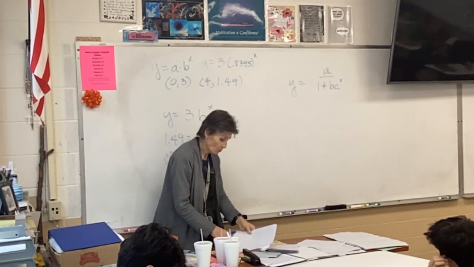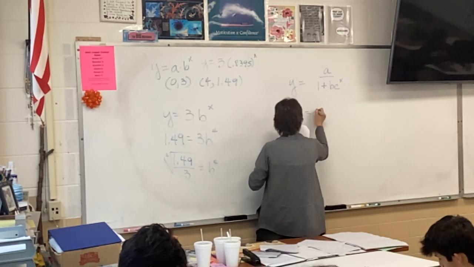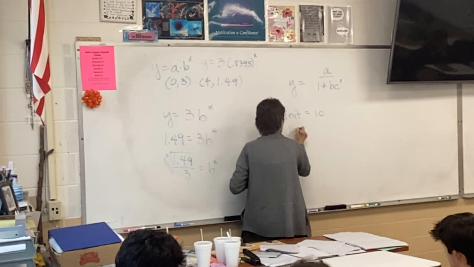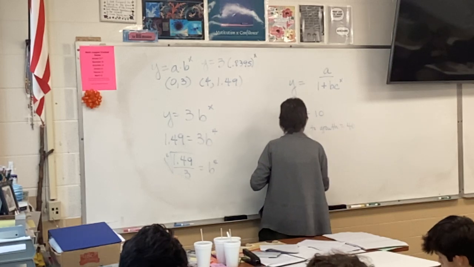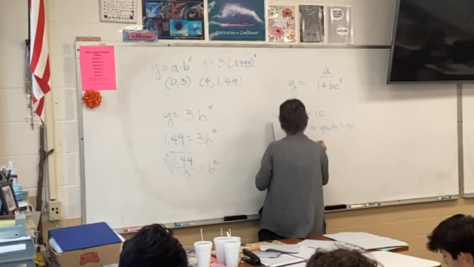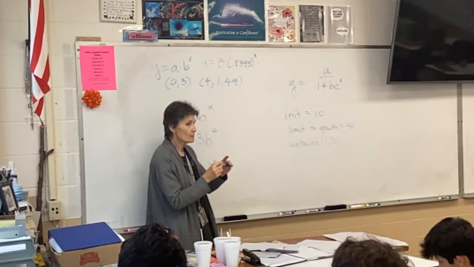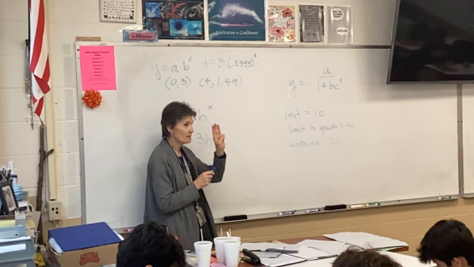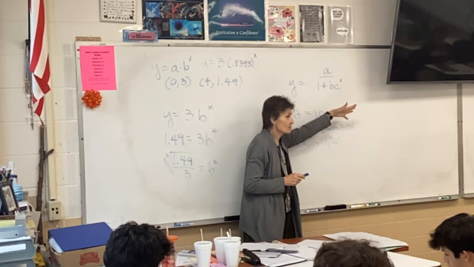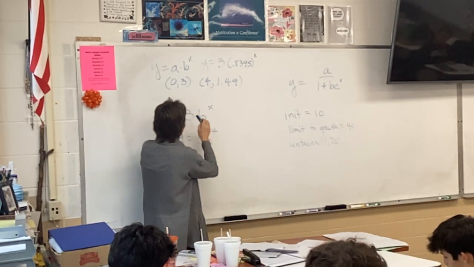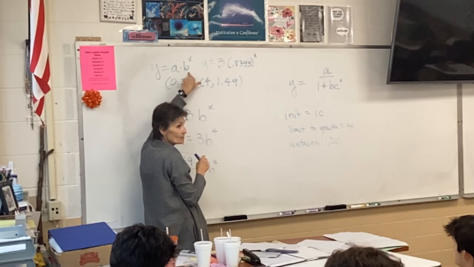So let's look at what they told us. They said the initial value is 10. The limit to growth is 3. And it contains the point 1, 20. So that's the given. Notice that there are 3 pieces of given because I have to find 3 variables. Over here, I only had 2 pieces of given because I only needed to find 2 variables.